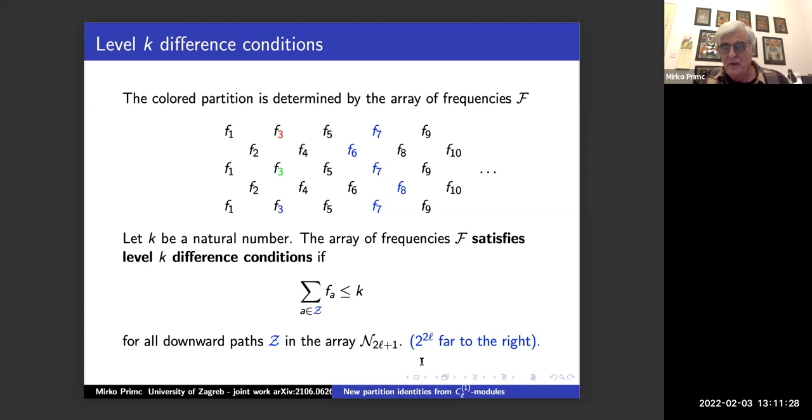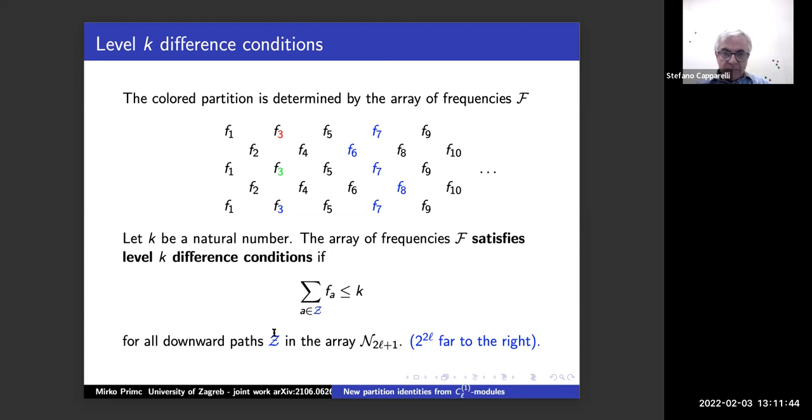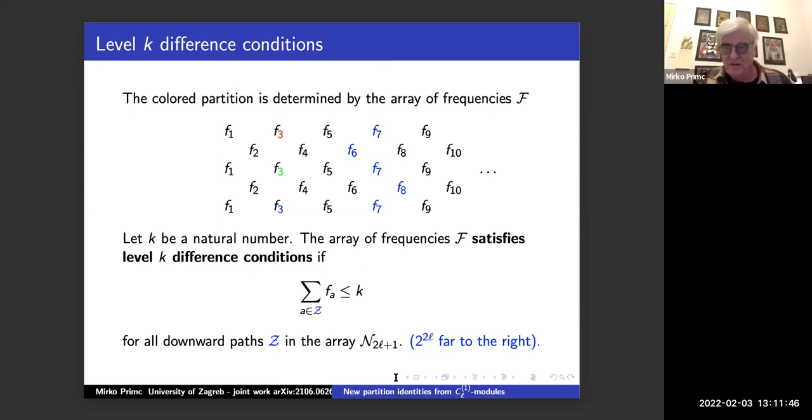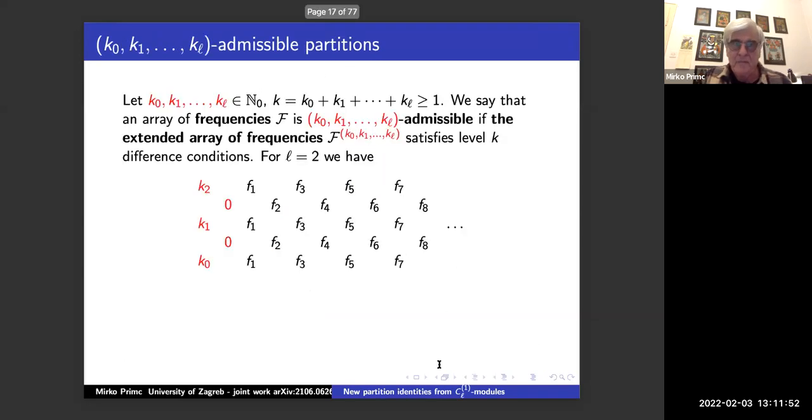So we have two downward paths if we are far enough to the right. Okay, so this is more complicated than Gordon difference conditions. We have actually, depending on the size of the array, quite a few of them.